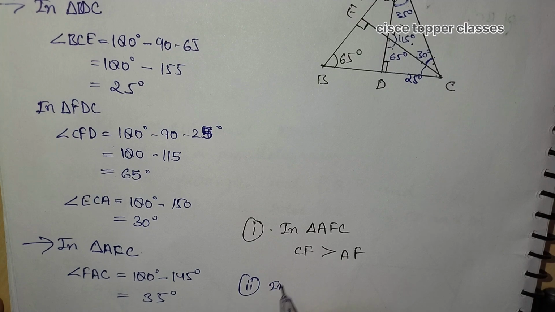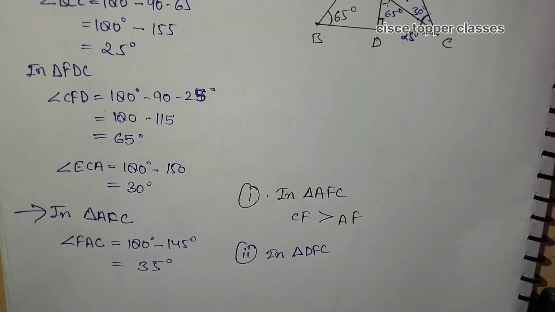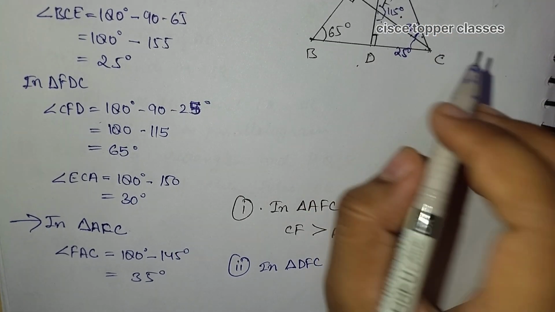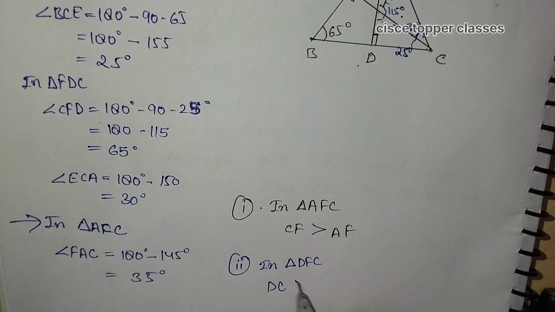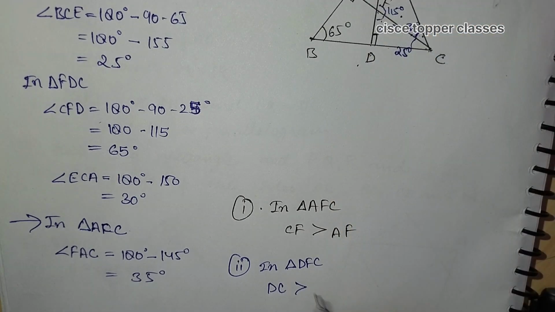So we can simply write in triangle DFC we have this as greater angle. So the side DC will be greater. From here DC will be greater, and this is 25 degrees. So opposite to that DF is smaller.